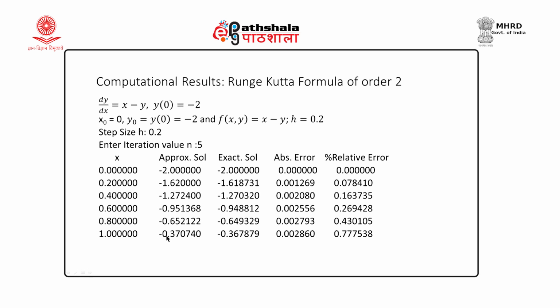At 1, the value of y comes out to be minus 0.370740, and the exact solution is minus 0.367879, giving us an absolute error of 0.002860 and a percentage relative error of 0.77, less than 1%.